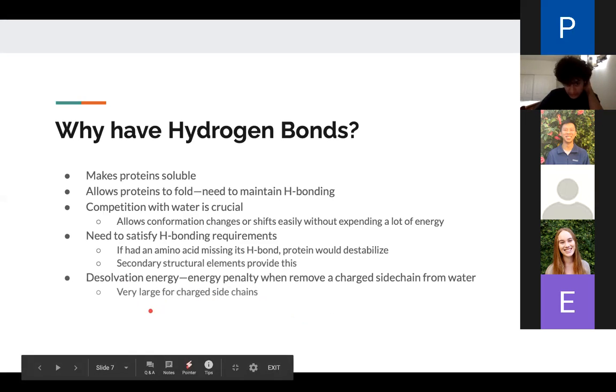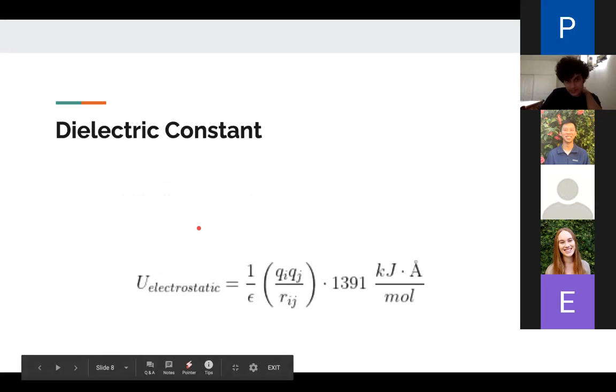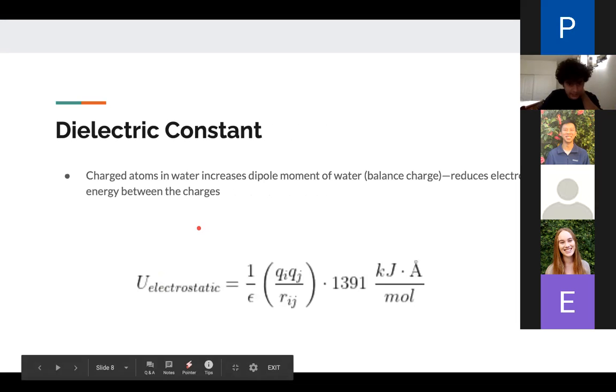And this is just on desolvation energy. If you were to remove a charged side chain from water, that's the same idea. If you break that bond, that's a really large energy penalty. So you need those bonds to form. So let's look more on the mathematical side of why this happens.